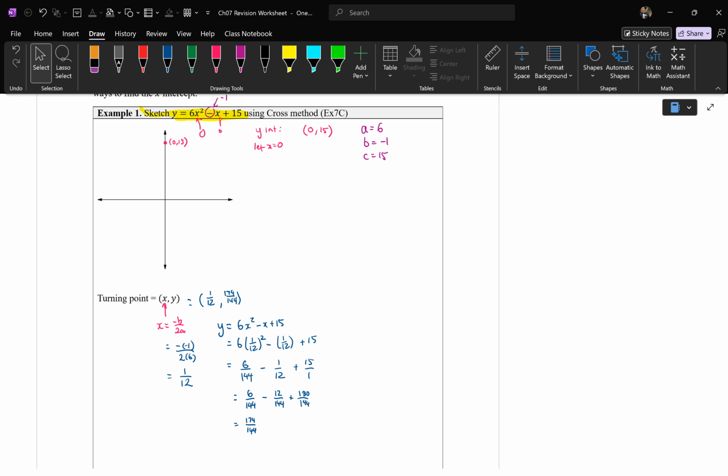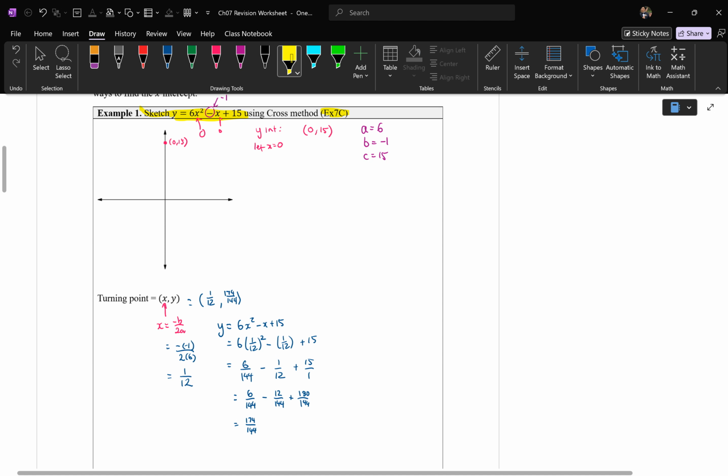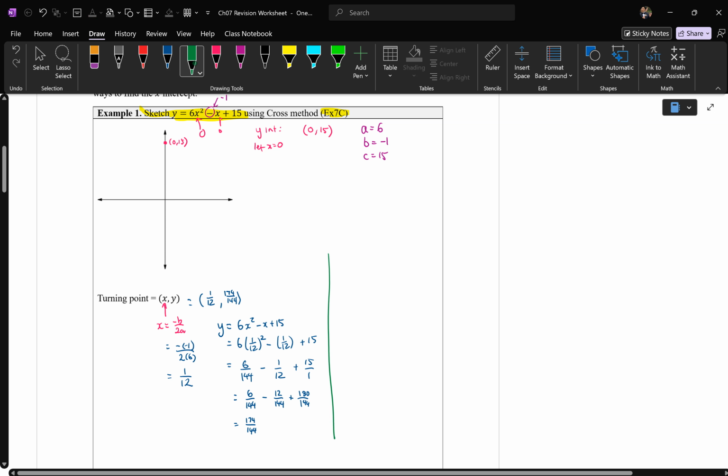Now, x-intercept, for exercise 7C. If you haven't practiced 7C, that's probably a good method to start off with. All you're doing here is you've got to factorize. So here we go. X-intercept occurs when you let y equal 0. So you're trying to solve 0 is equal to 6x squared minus x plus 15. And then from here, factorize using the cross method.